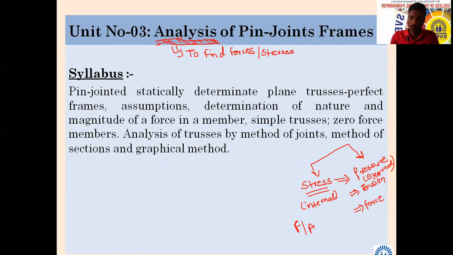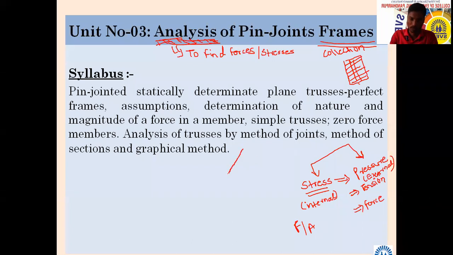Frame. What do you understand by this word frame? Frame, what is it? A collection of members. You might have observed a window without glass; different members are connected in this way, maybe with some members in between. So that is one example. It is something like a frame.